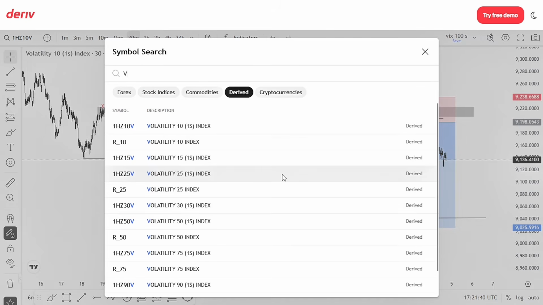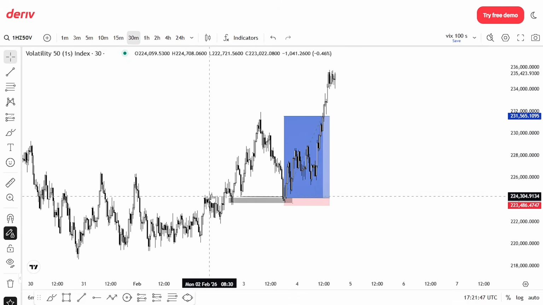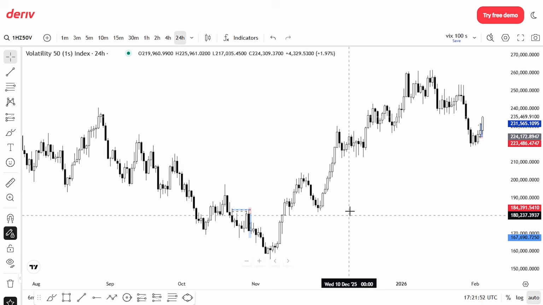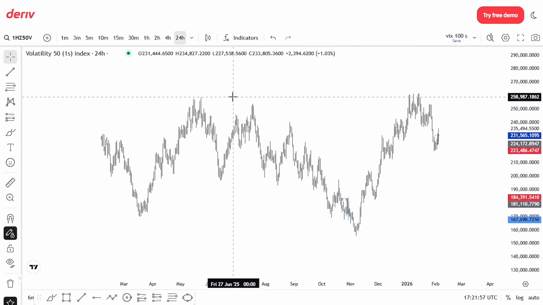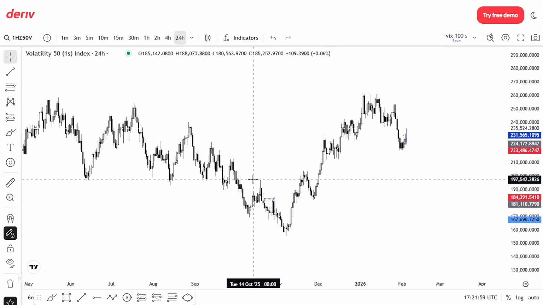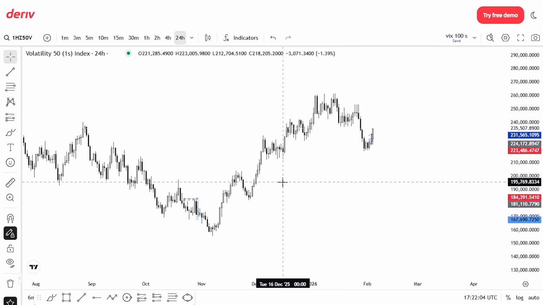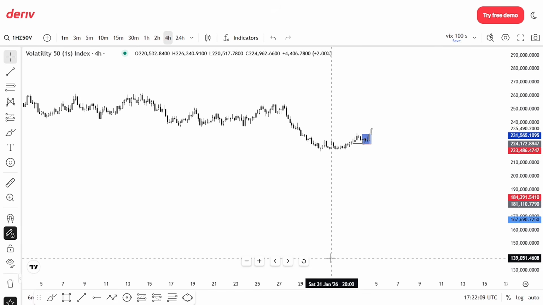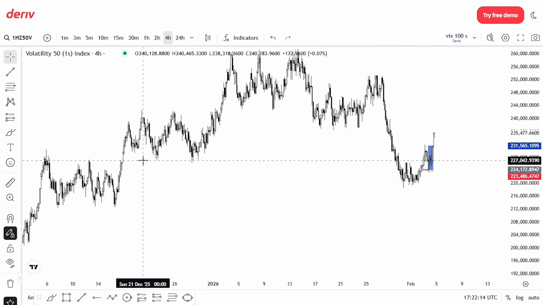Now let's look at the VIX 50 1 second. Still the same principles, guys. From the daily time frame perspective, you can clearly see the market is bullish. From here it was bearish, so we have a market structure shift right here, then a pullback, and it continued bullish. Now let's look at the 4 hour time frame and see what is happening there. There's a sweep of this area.